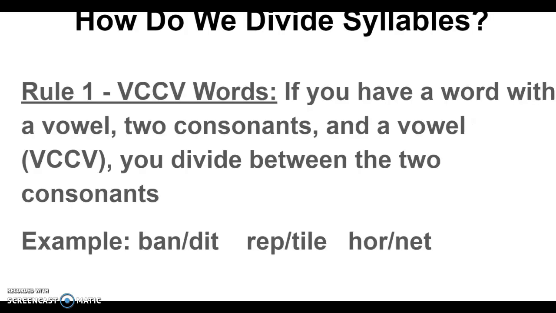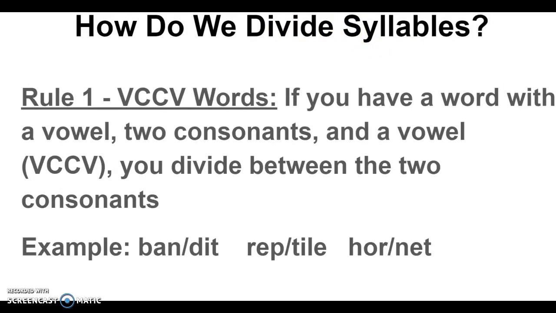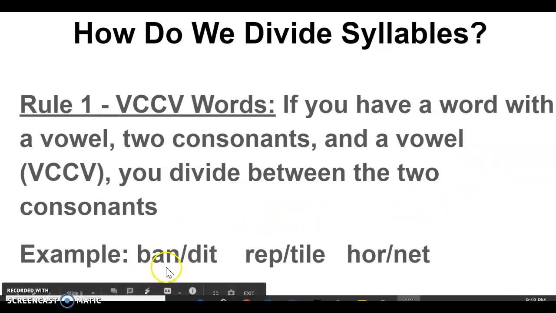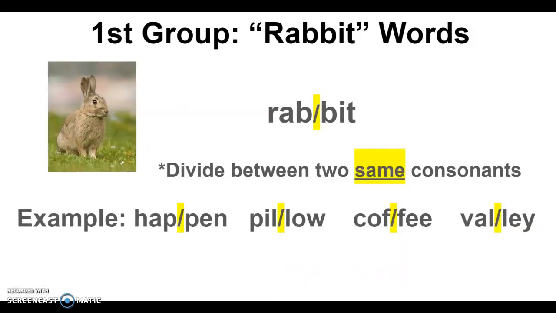So first let's review from last week our VCCV words, or vowel, consonant, consonant, vowel words. Remember that we divide syllables with a couple of rules. The first rule with the VCCV words is that if you have a word with a vowel, 2 consonants, and a vowel, VCCV, you divide between the 2 consonants. Like between the N and the D in bandit, reptile between the P and the T, hornet between the R and the N. And the first group we call rabbit words.